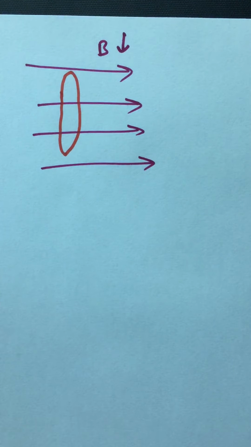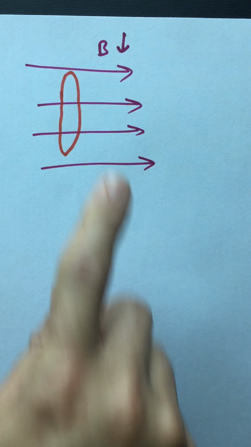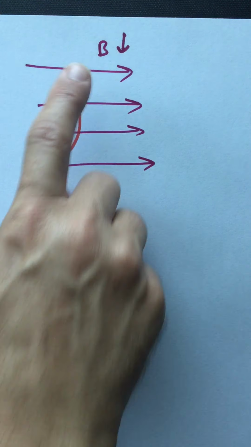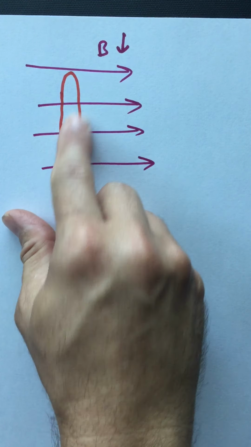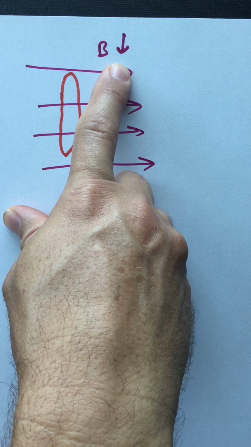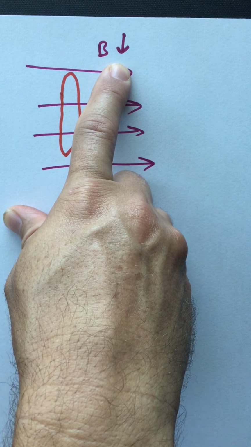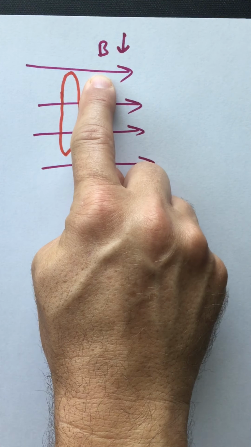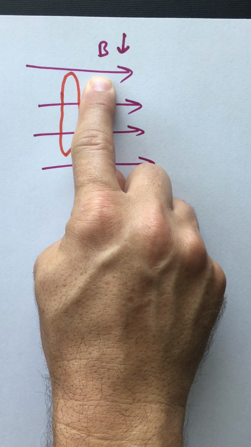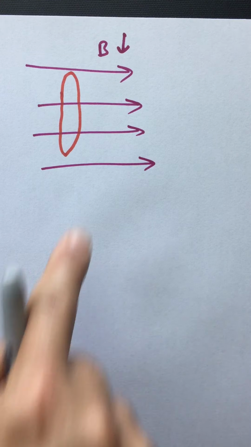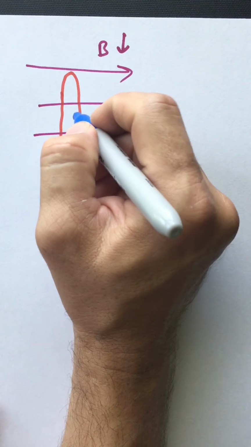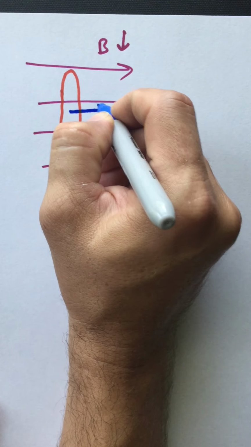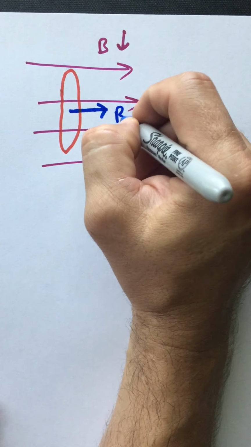So we're going to go through the same steps. We're going to ask ourselves, is the flux increasing or decreasing? Well, if the field is decreasing and nothing else is changing, then the flux is decreasing. What does nature want to do? Nature wants to increase the flux now because it hates change. So if it's decreasing, she wants to increase it. How can she increase the flux through this? She's got to induce a field that looks like this. So here is B of the loop.